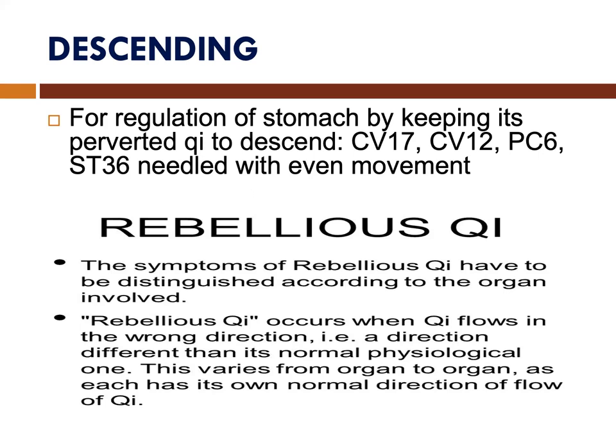So what is a rebellious chi or perverted chi? The symptoms of rebellious chi have to be distinguished according to the organ involved. Rebellious chi occurs when chi flows in the wrong direction, that is, a direction different than its normal physiological one. This varies from organ to organ as each has its own normal direction or flow of chi.